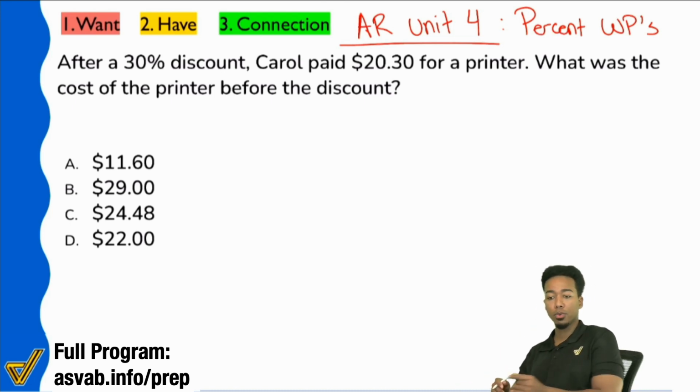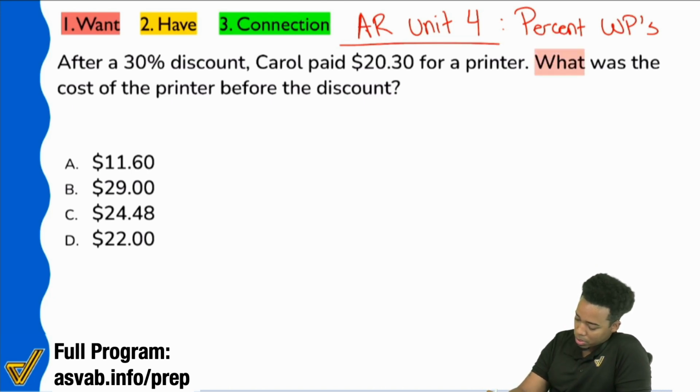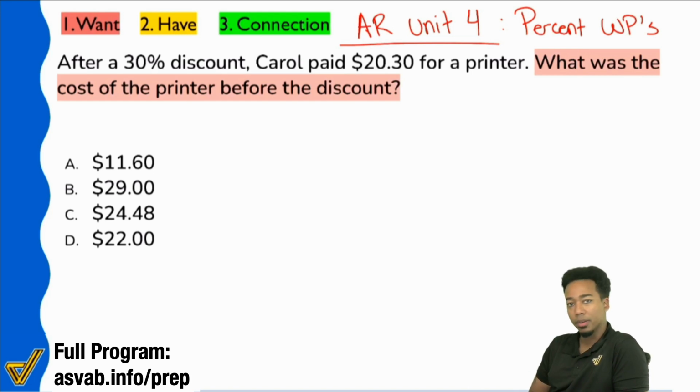So without further ado, let's go ahead and get into this problem here. Let's have some fun. This is going to be found in Unit 4, percent word problems. Everybody, read the question first. So that's what I'll do. The question says, what was the cost of the printer before the discount?